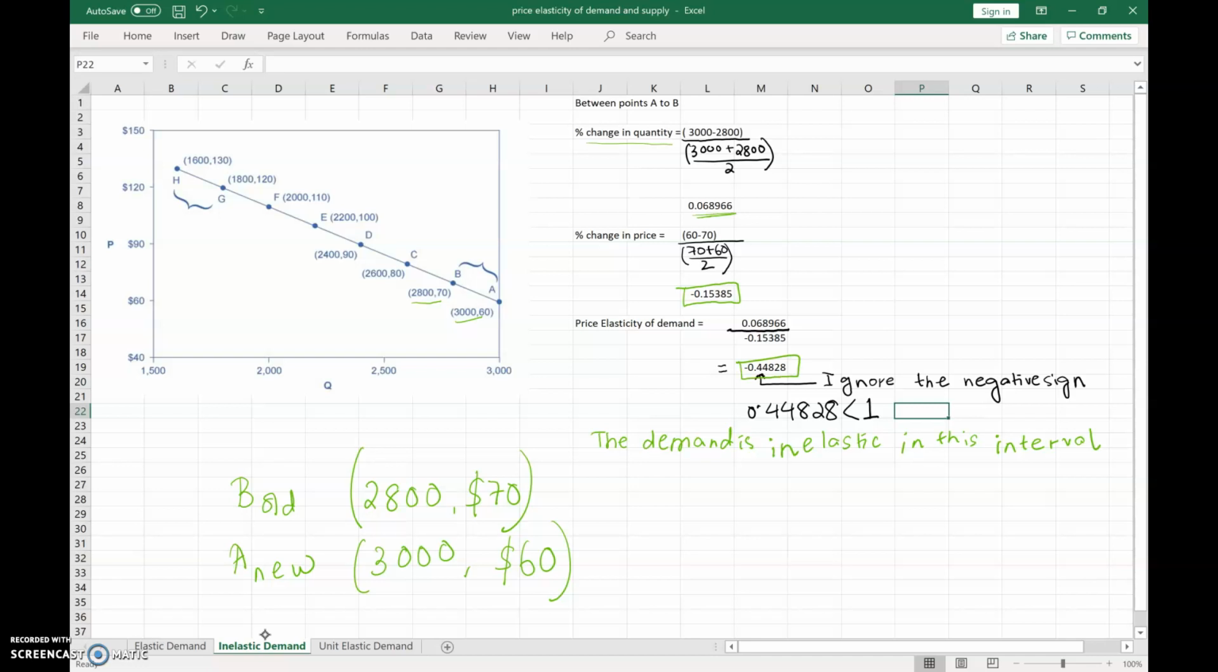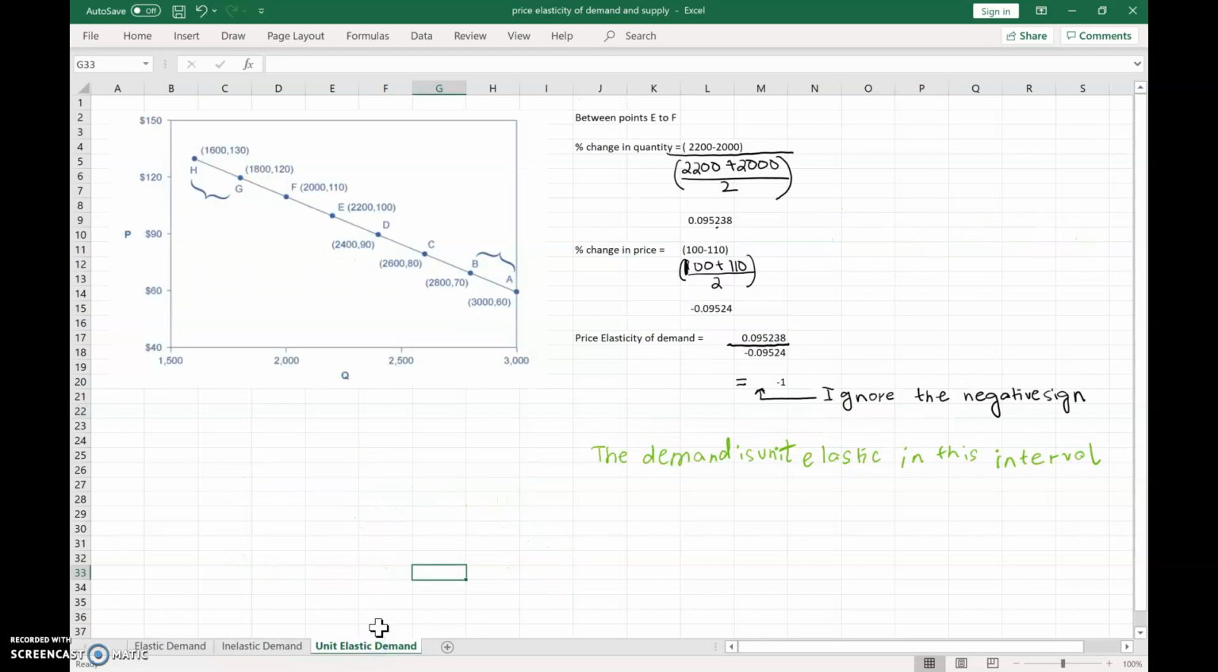I will ignore the negative sign and look at the magnitude of this value. If the magnitude is less than 1, I have this value 0.44828. As this is less than 1, my demand is inelastic in this interval. This means the percentage change in quantity demanded is less than the percentage change in price of the product.